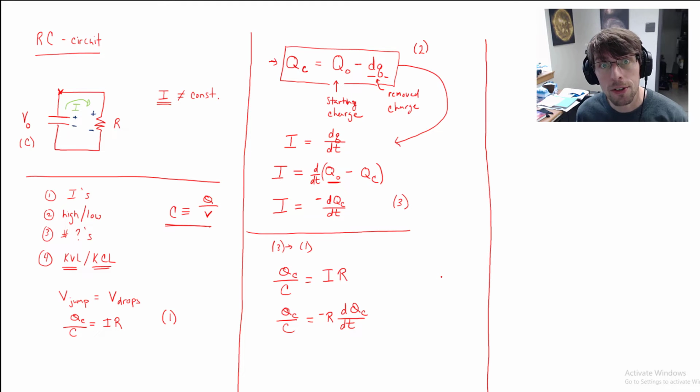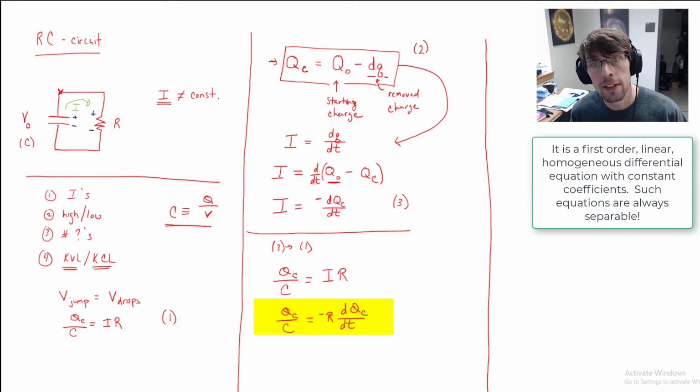Alrighty. I'm just going to point out a couple of things to you. One of the things that we should notice is that this equation is what we would call separable. We can get the Q_C's on one side and we can get the times on the other. So let's go ahead and work our magic here.